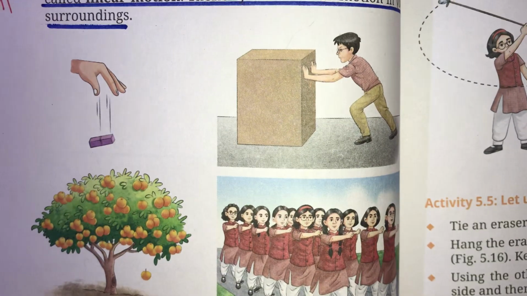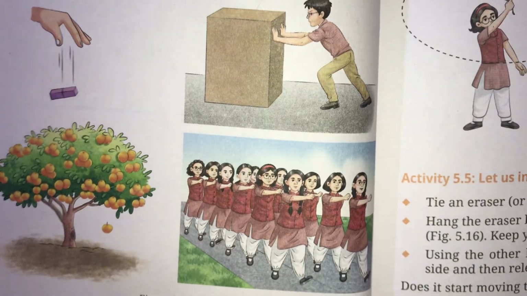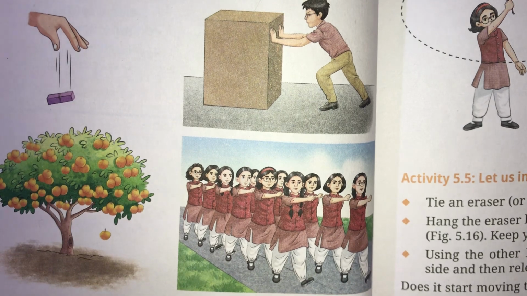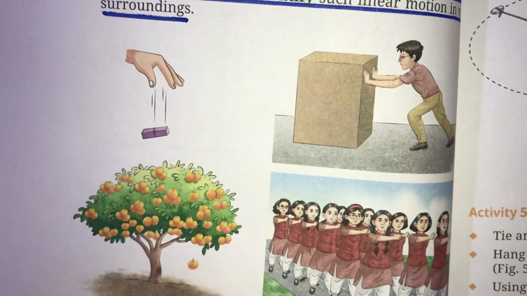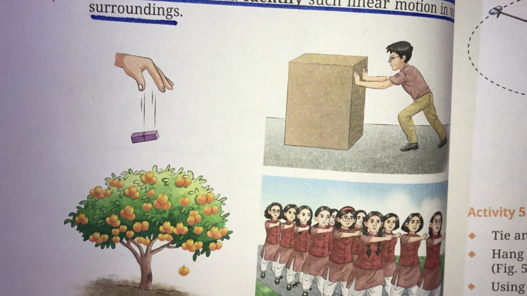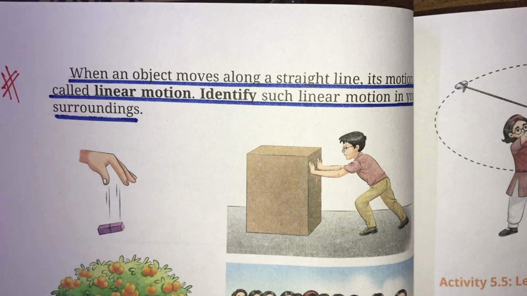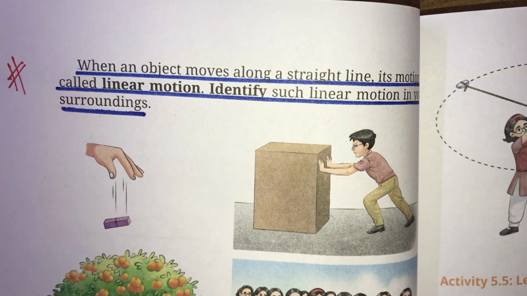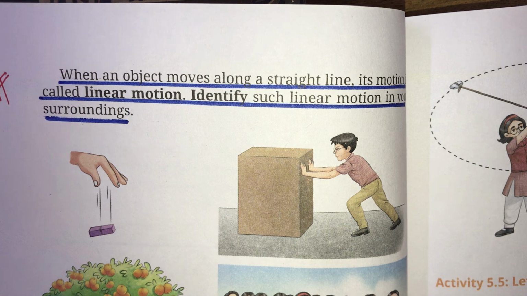Depending upon the type of movement, there are linear motion, circular motion and oscillatory motion. The girls are marching ahead in a straight line. The stone falling from over the tree is a straight line motion. The boy pulling the box is a linear motion. So when an object moves in a straight line, that movement is called linear motion.